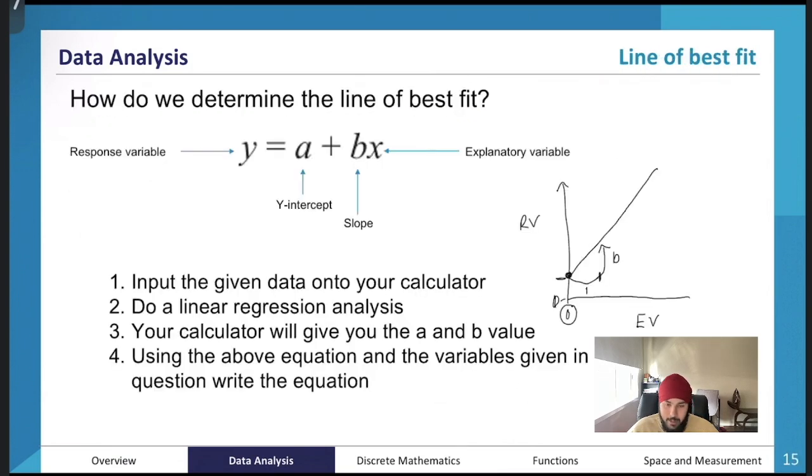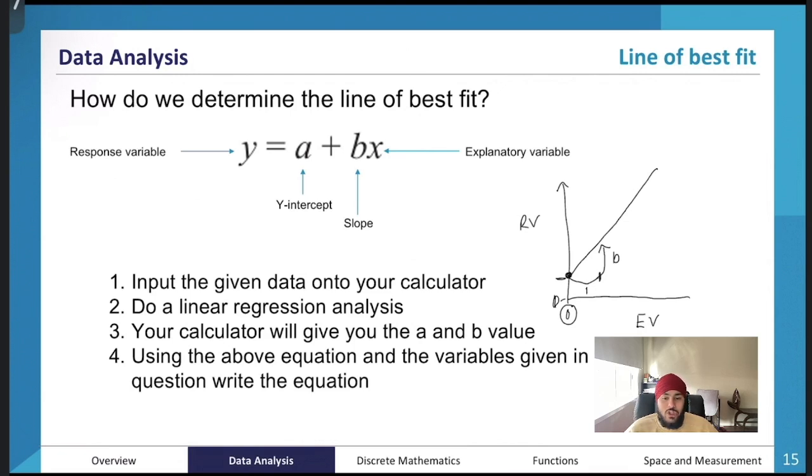Go back, okay. So once you pop that onto your calculator, you do a linear regression analysis. Now again, I won't be going through a specific calculator technique. However, if you do need help with that, let me know in the chat. So once you do a linear regression analysis, your calculator will basically tell you what the A value is and what the B value is based on that data.